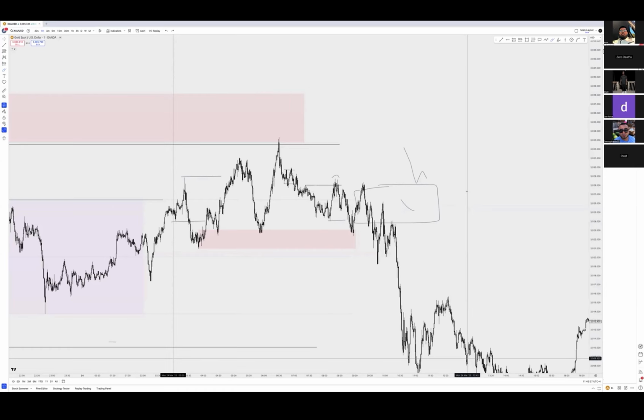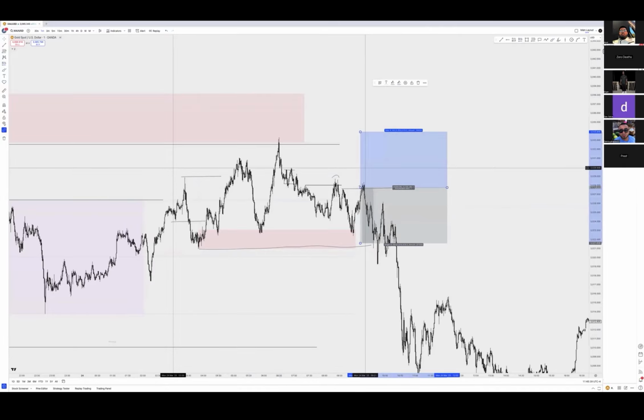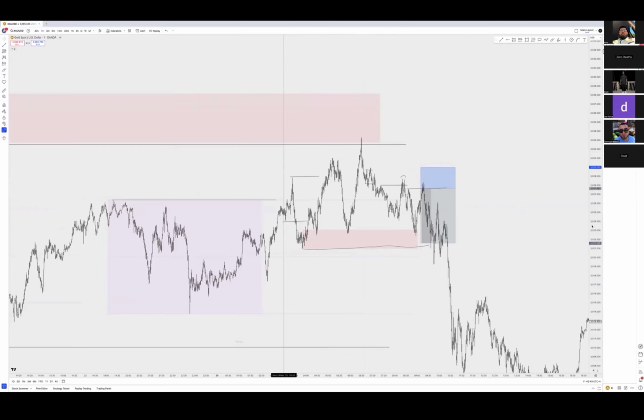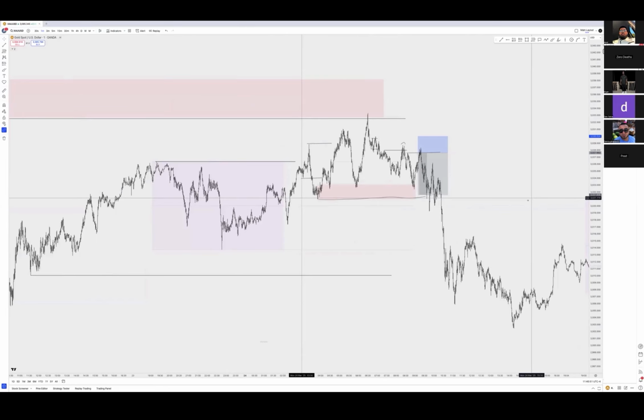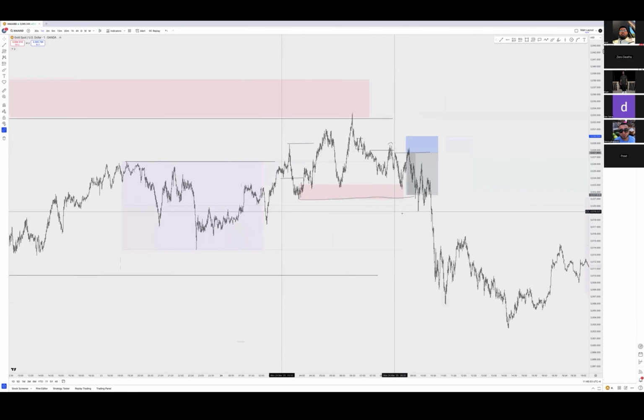So essentially this isn't the worst entry. Understanding that the actual liquidity is right here. So this I wouldn't mind taking, but I will keep probably a bigger stop loss just in case. And then potentially ride it all the way to the lows. Well, wherever the liquidity is.